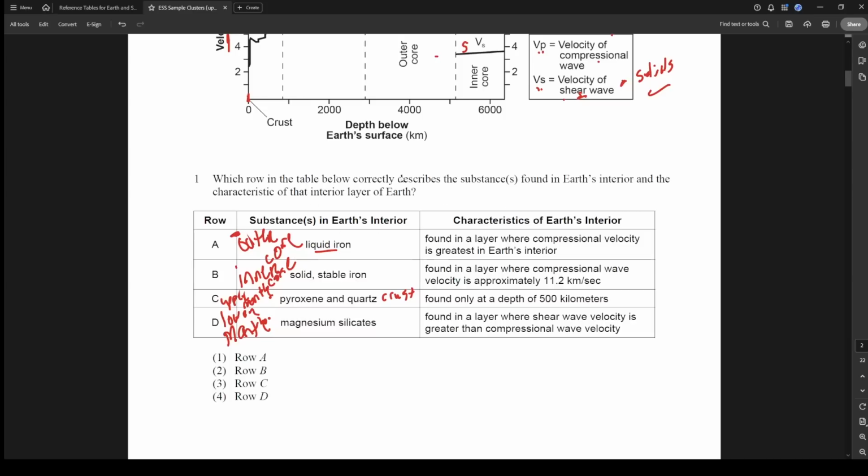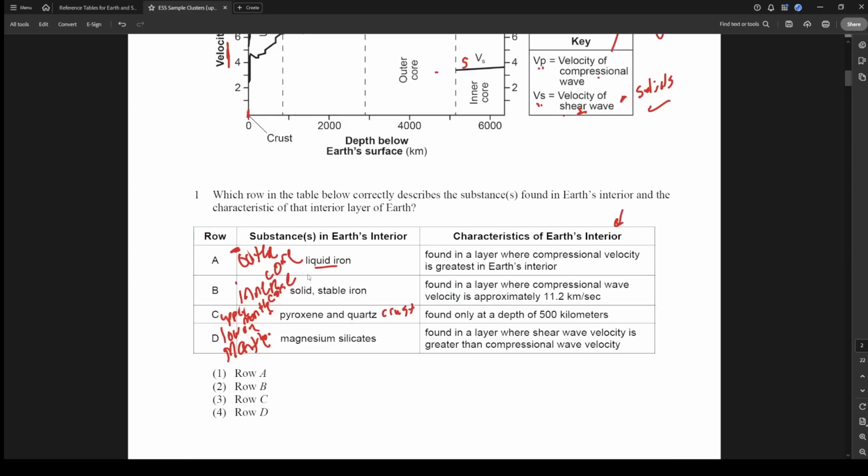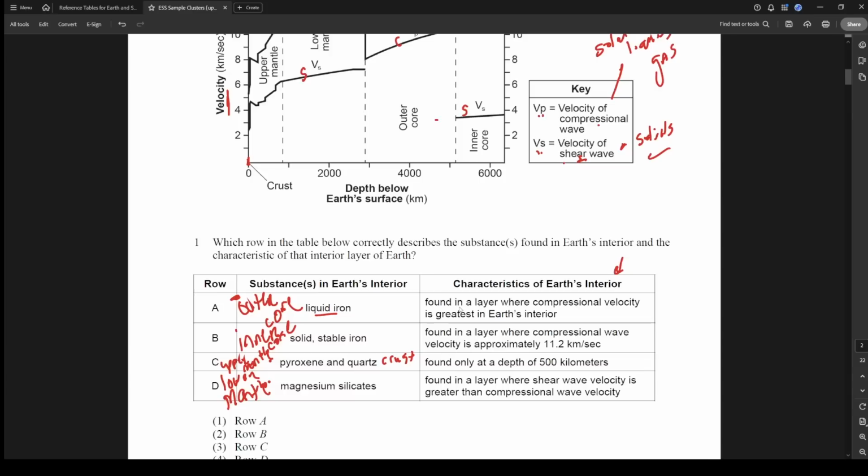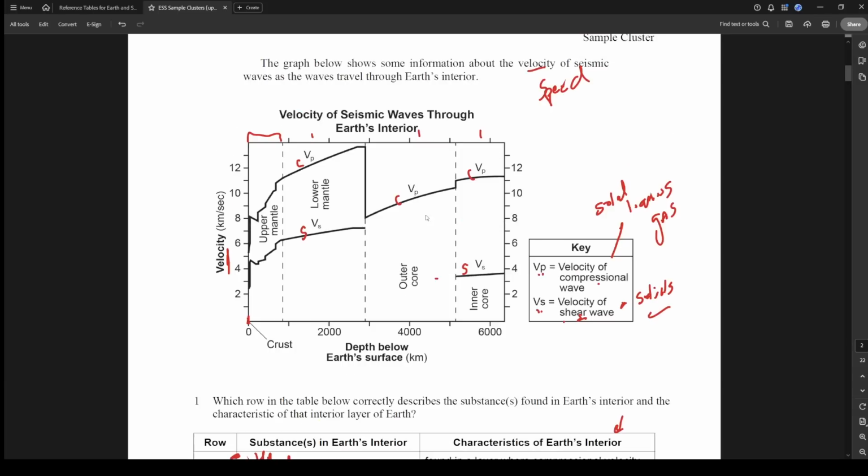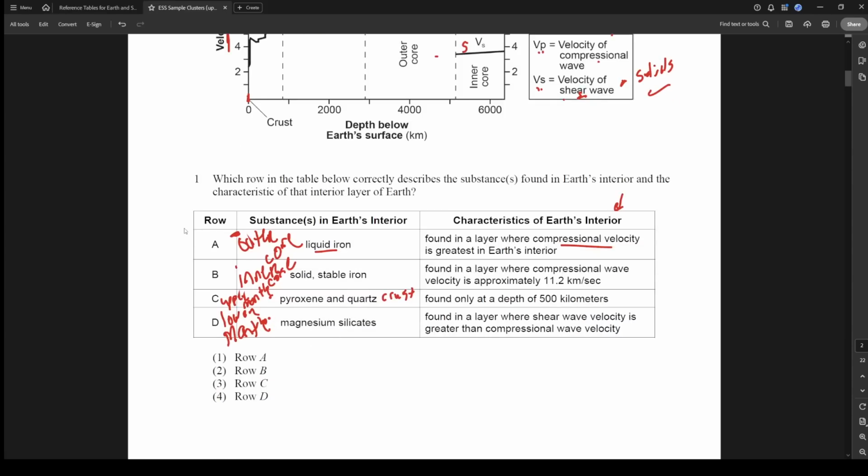So now we got to match this layer with the characteristic, and this characteristic is given to us on this chart here. So I'm going to say, okay, in the outer core, is that found in a layer where compressional velocity is greatest? So let's see, outer core. You could see compressional velocities here, this line, that's at its highest about 10.5 kilometers per second, but that's not the highest in all of them, right? There's more compressional velocity here and here. So that statement is wrong. So it's not this. Okay, now we're going to go inner core.